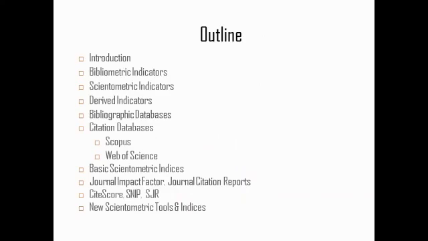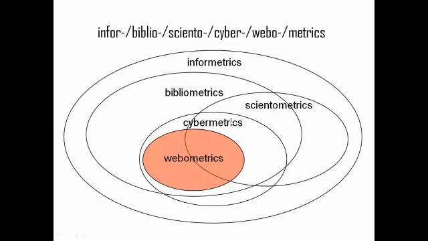So this is the overall outline we are going to discuss about scientometric and bibliometric analysis. What are the bibliometric indicators and scientometric indicators, and what's the difference between scientometric indicators and derived indicators, and what are the bibliographic databases, basic scientometric indices, and you should know some basic parameters like journal impact factor, Journal Citation Reports, and SCImago Journal Rank and all. CiteScore also we are going to explore, and new scientometric tools and indices which we are going to cover in this session.